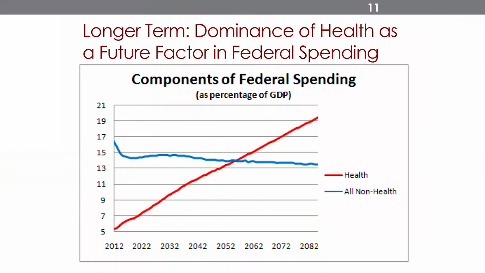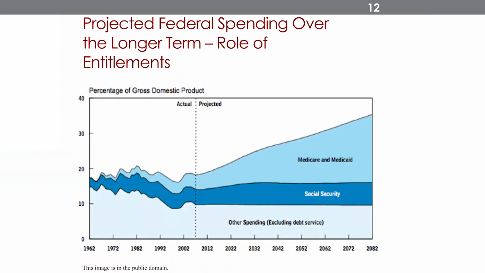And as we'll see in a second, these are components of federal spending. So that's health, and that blue line is everything else. So you can see where taxpayer dollars are going. This kind of demonstrates that Social Security is not the real problem. It's really the healthcare costs related to Medicare and Medicaid that are the problem.